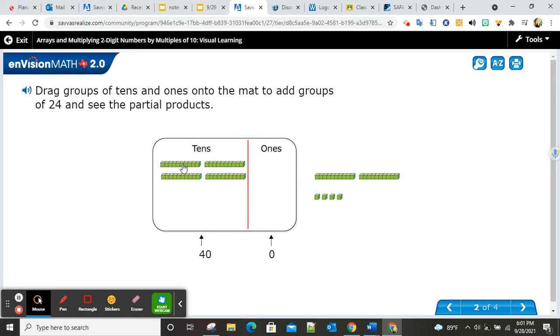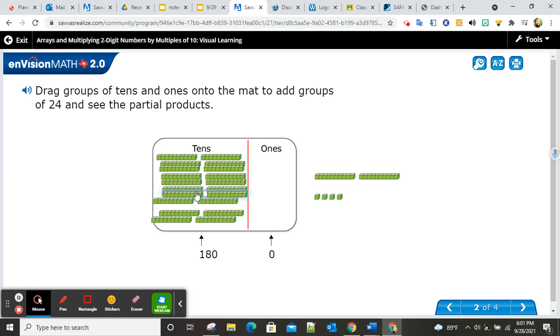20, or really it's 10, 20, 30, 40, 3 groups, 4 groups, 5 groups, 6 groups, 7 groups, 8 groups, 9 groups, 10 groups. Think to yourself, why did I just put 10 groups? Because I'm multiplying by 10. And then I need to do that for the ones also. One group of 4, 2, 3, 4, 5, 6, 7, 8, 9, 10.